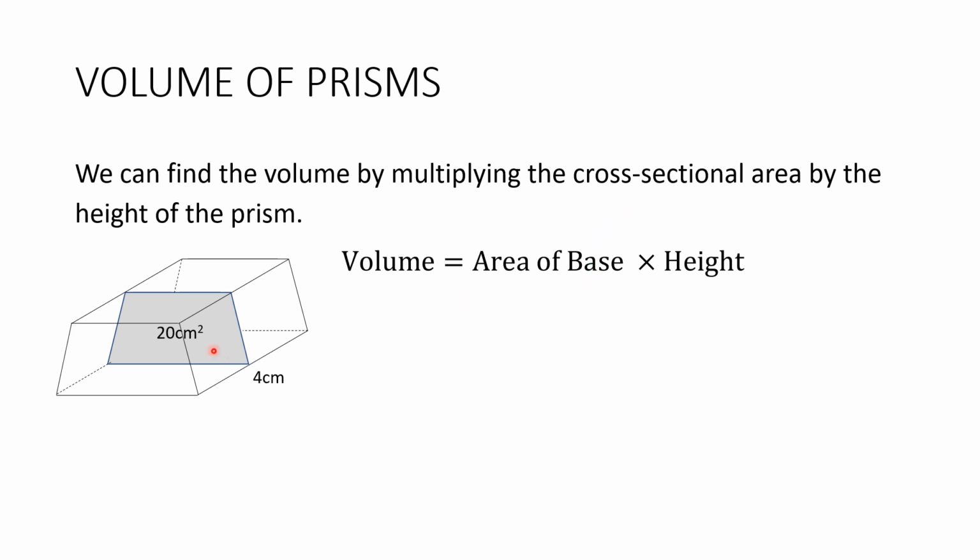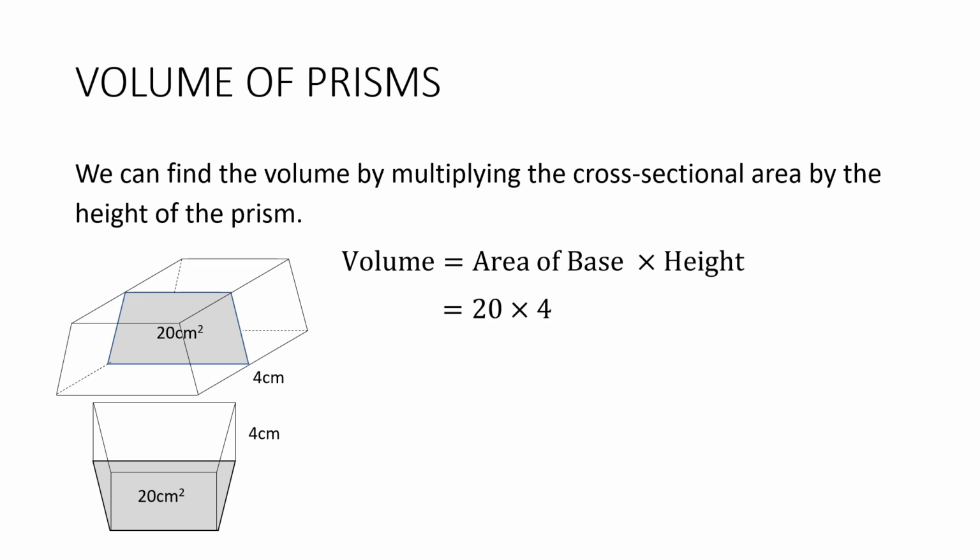That doesn't look like the base, does it? The base looks like the rectangle down here. So I just want to clear something up. Suppose we take this trapezoidal prism and we flip it up on its edge like this. Then this is the area of the base, and it's the same cross section all the way through, and that's 20 centimeters squared. And the height here is 4 centimeters. So all we do is 20 times 4, which is 80 centimeters cubed.